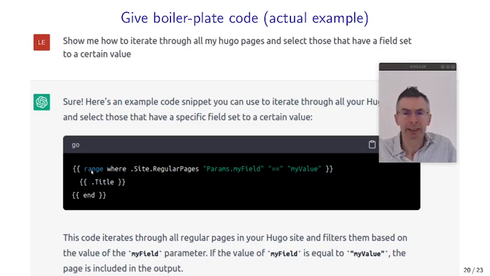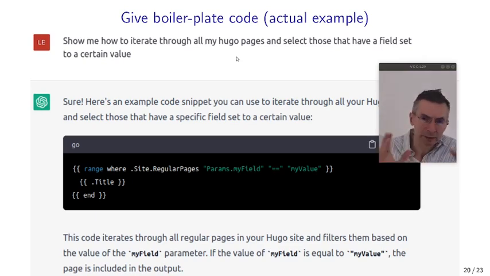Final example is I maintain a website. It uses a framework called Hugo, which takes code like this and produces static HTML pages. And I was struggling: I wanted to iterate through all my Hugo pages and select those that have a field set and then display links to those pages in a certain way. But I couldn't just get that bit where I want to iterate through all the pages and select those that have a field set to a certain value.